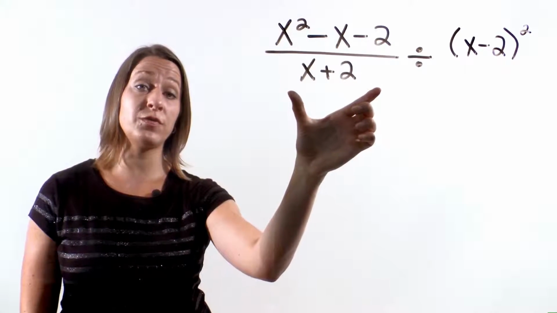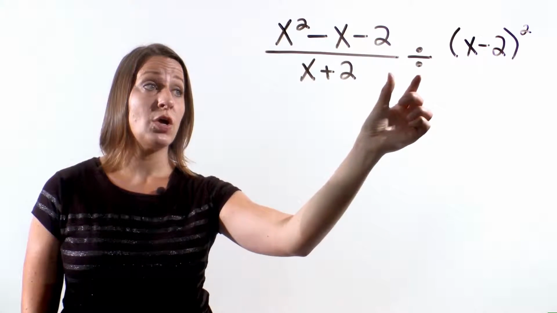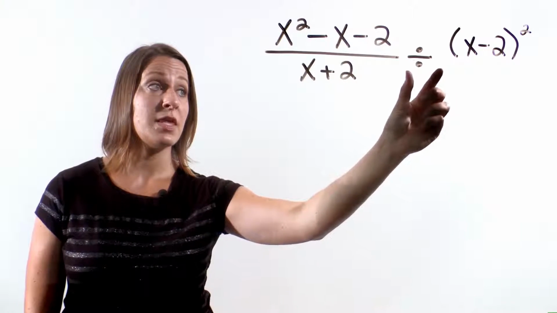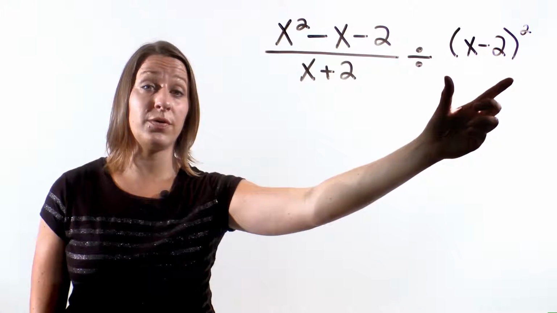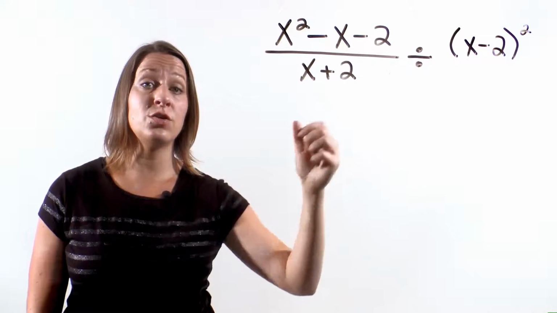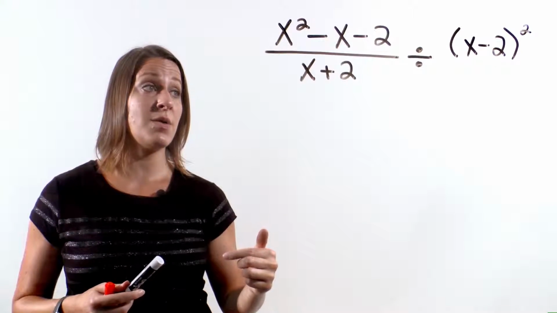We're going to keep the first expression exactly the same. We will change the division problem to multiplication. And we'll take the second expression and write the reciprocal. In other words, we'll take what was in the denominator and put it in the numerator, and what was in the numerator, we'll put in the denominator.